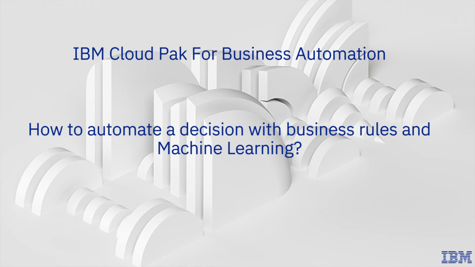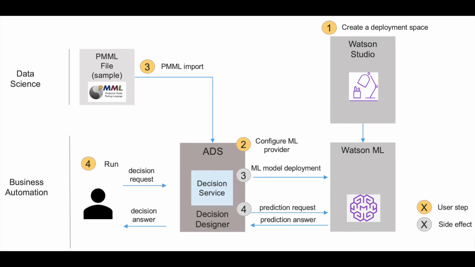Hello and welcome to today's video tutorial, which is around how we can automate a decision with business rules and machine learning. This is going to take place in IBM Cloud Pak for Business Automation, more specifically in Automation Decision Services. Today we're going to show how we can use a machine learning model in a PMML file format together with Watson Studio and Watson Machine Learning to do this invocation of the machine learning model to get a prediction.